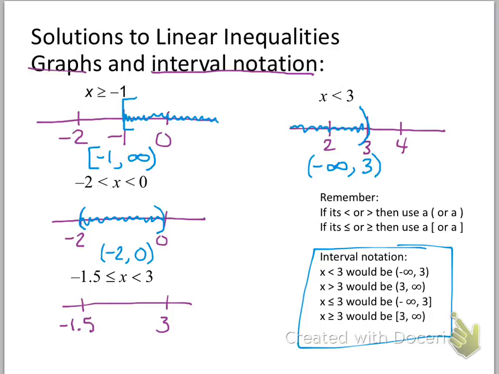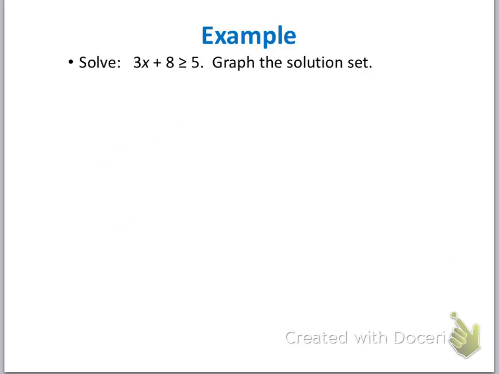I'm going to use a bracket because it could be equal to, and a parentheses because it's not, and shading everything in between. In interval notation, that's negative 1.5 to 3. We'll keep practicing this. All right, so now what I'd like to look at is actually solving inequalities.